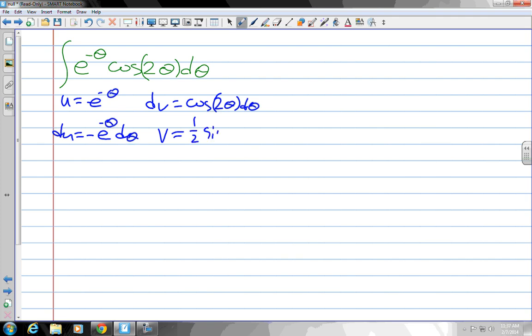One half sine 2 theta. Okay. So if we put everything together, we'll get negative e to the negative theta over 2 sine of 2 theta, right? Minus v du, one of those is negative, so it becomes plus the integral of e to the negative theta, can kick 1/2 out, and then sine of 2 theta d theta. Is that okay?